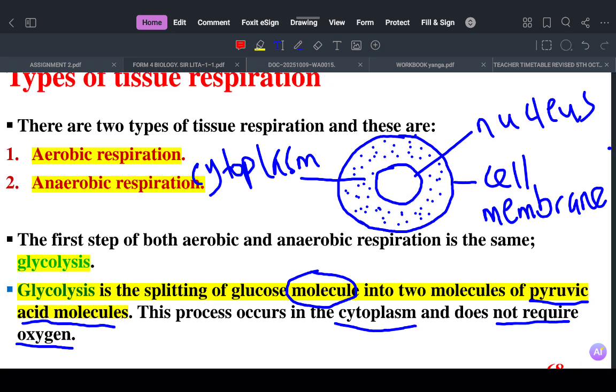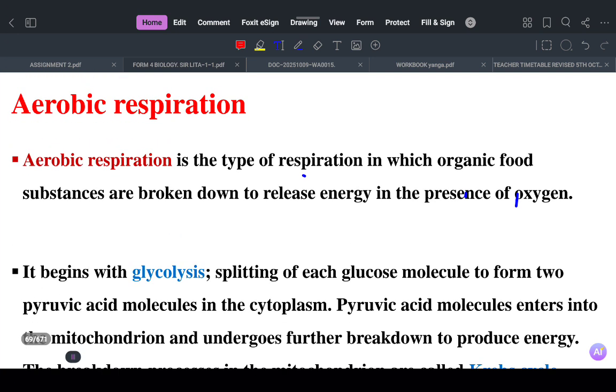All right, I'm sure so far so good. So we are going to break down each type of tissue respiration. We are saying that we have two types of tissue respiration, namely aerobic respiration and anaerobic respiration. And the first stage of each of the types of tissue respiration is glycolysis, whereby glucose molecules are broken down into pyruvic acid molecules.